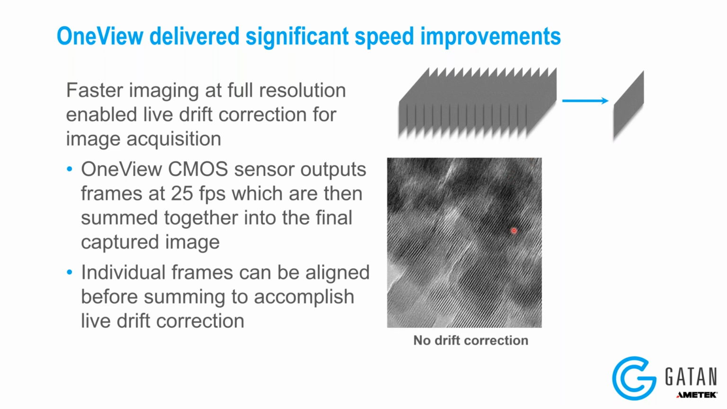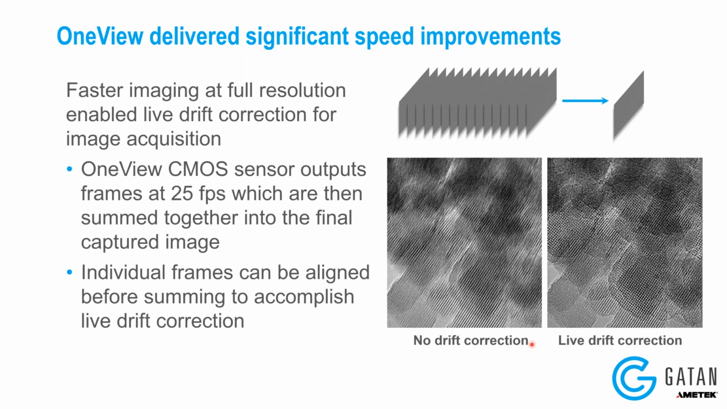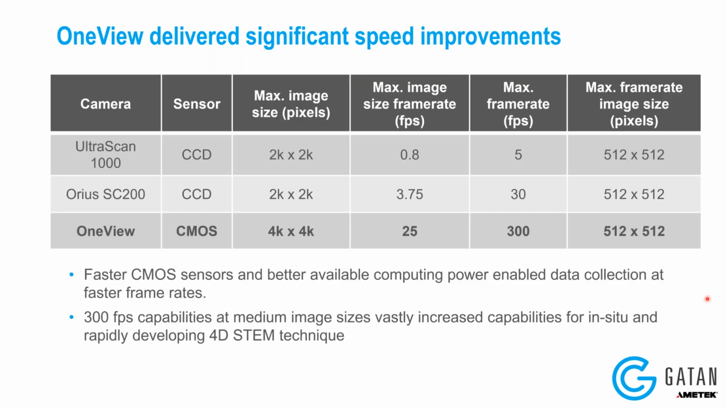And so the difference with drift correction can be really large. This is just an image of some particles in the sample, but we all know what a drifty image looks like. And then under the same conditions with the drift correction turned on in the camera, you could align all of these frames and then get a really nice lattice image of the same particles at the same drift rate.